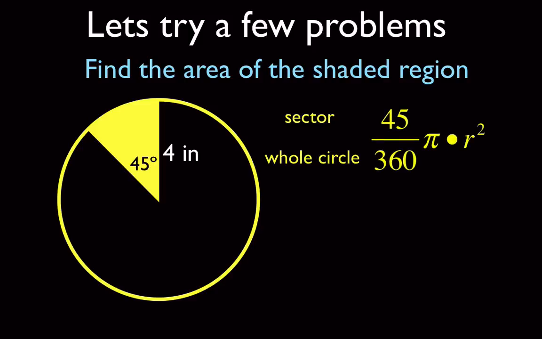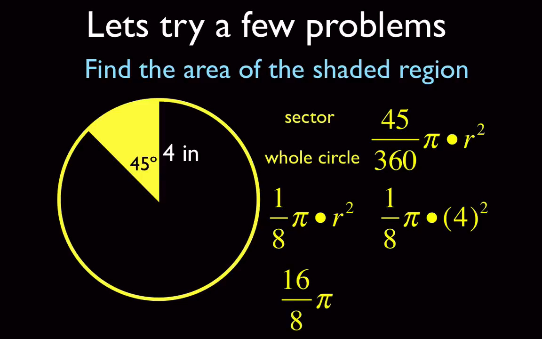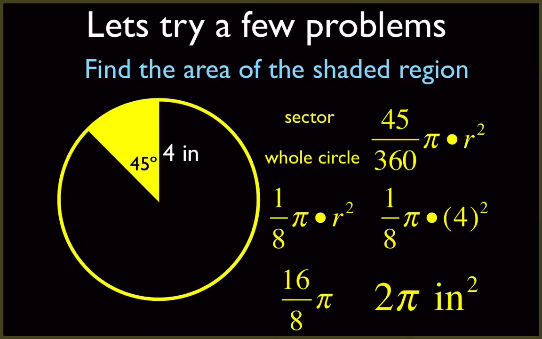All right, so we should have put 45 on top and 360 on the bottom. Now we simplify that fraction and get 1 over 8. Plugging in my radius, I'm going to end up with 16, 4 times 4, and then I times that by 1/8. Simplify 16 over 8, I get 2 pi inches squared. Again, remember, inches came from the fact that I started off with inches. It's not random.